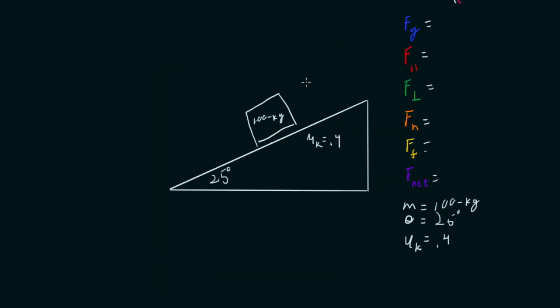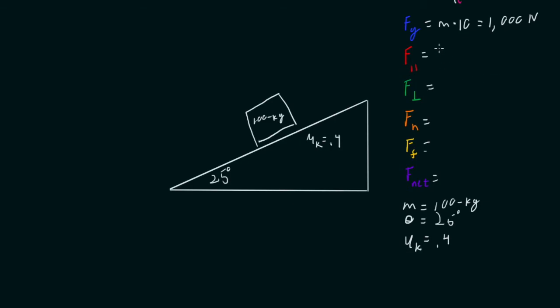I have another problem set up here. I have a mass of 100 kilograms, an angle of 25 degrees, and a mu k of 0.4. Let's see what net force we're going to have here. First off, I'm going to find my force of gravity by taking my mass times 10. So my mass times 10 will give me 100 times 10, which is 1,000.